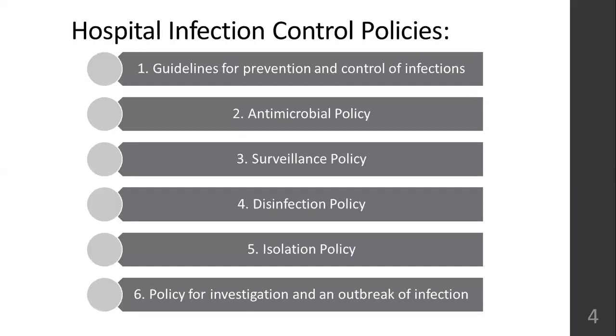So majorly, these are the main areas you have to focus on as an infection control nurse or officer. What are the basic guidelines of preventing and controlling infections? Antimicrobial policy, antibiotic stewardship, surveillance policies, disinfection, sterilization, cleaning policies, isolation policy, outbreak. When an outbreak happens, what is the policy of investigation? All these things usually come under the infection control policies.